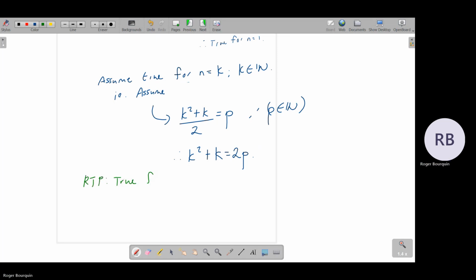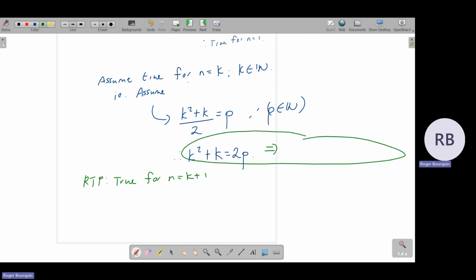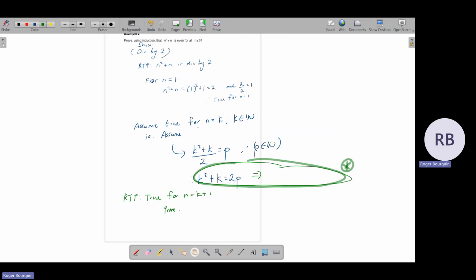True for n is equal to k plus 1. I'm not quite sure if we're going to have to, I'm going to just see. Well, I might get k squared, and I'm going to see what happens. Go back and have a look. Let's find the k squared first. So I've got to prove it's true for n is equal to k plus 1. In other words, go back to the original question, which was prove that (k plus 1) squared plus (k plus 1).